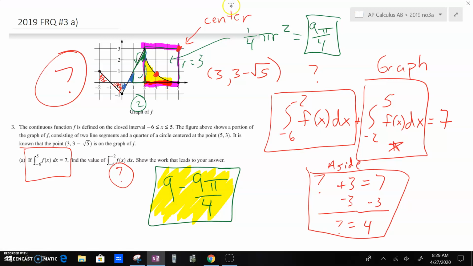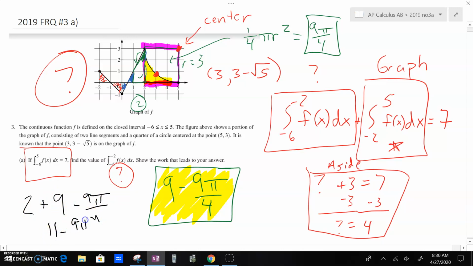Now, I've got 9 minus 9 pi over 4 and 2. So I've got the 2 and the 9 minus 9 pi over 4. I'm going to put those together. So 2 plus 9 minus 9 pi over 4 gives me 11 minus 9 pi over 4. So that is this thing.